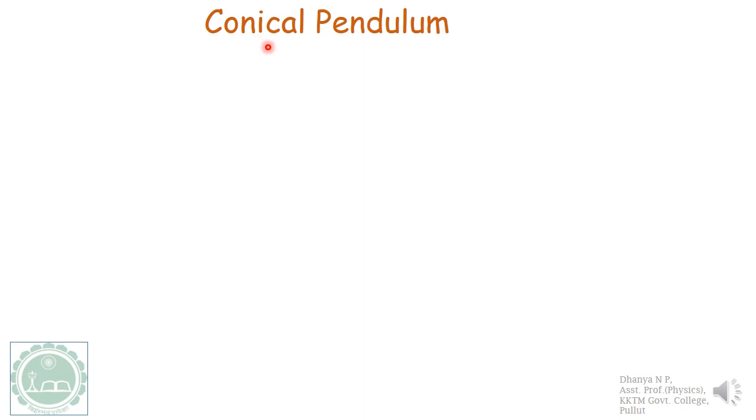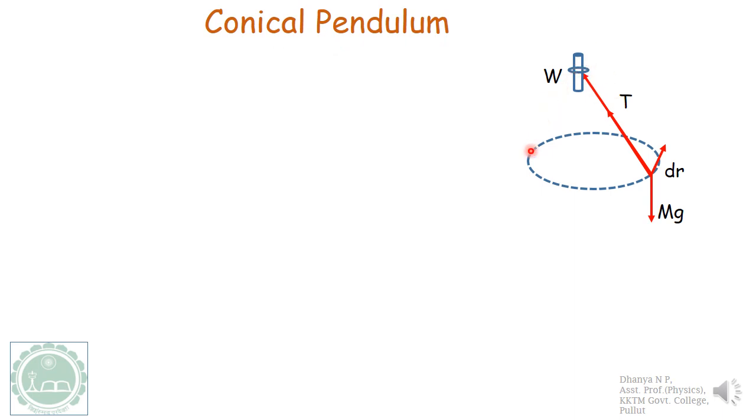A conical pendulum is nothing but a mass which is rotating in a plane. In the case of a simple pendulum, only translational motion was considered. In the case of a conical pendulum, it can rotate about the axis. And at each point, T is the tension in the string. mg is the weight of the bob. T and dr, the trajectory, are perpendicular. This angle will be 90 degrees always, and this angle will also be 90 degrees. The displacement and these two forces will be in perpendicular directions.